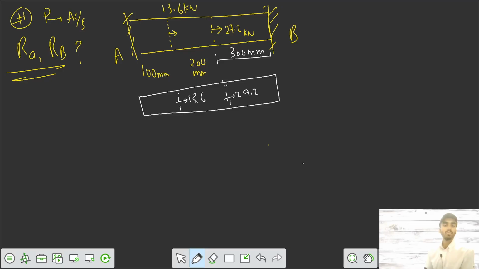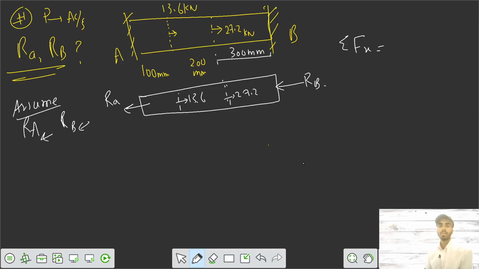Let's assume, we can assume anything. Assume reaction at A in this direction and reaction B also in this direction. Let's say reaction A is RA, and reaction B is RB. So by summation of forces in horizontal direction equals 0, we can say RA minus 13.6 minus 27.2 plus RB equals 0, keeping this direction as positive.